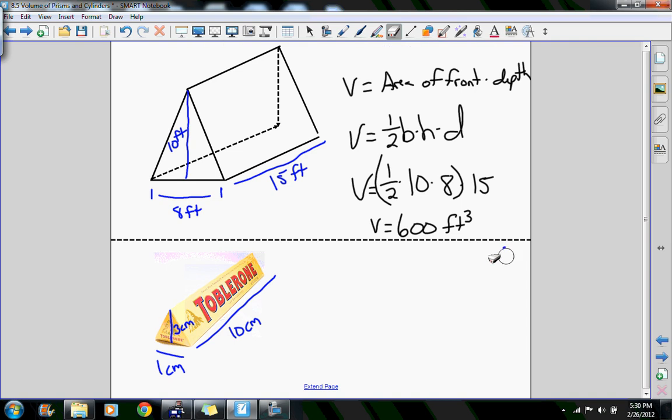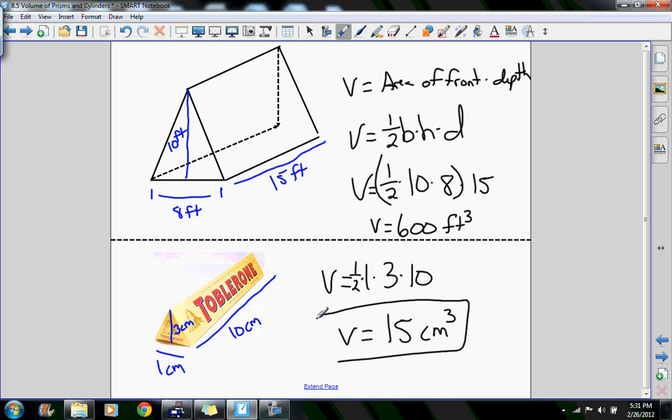Okay, so we're back. This one shouldn't have been too bad. It should have been volume is equal to 1/2 times 1 times 3 times 10, which should have been 15 cubic centimeters. If you have any questions, bring them to class tomorrow and I can help you work through them.